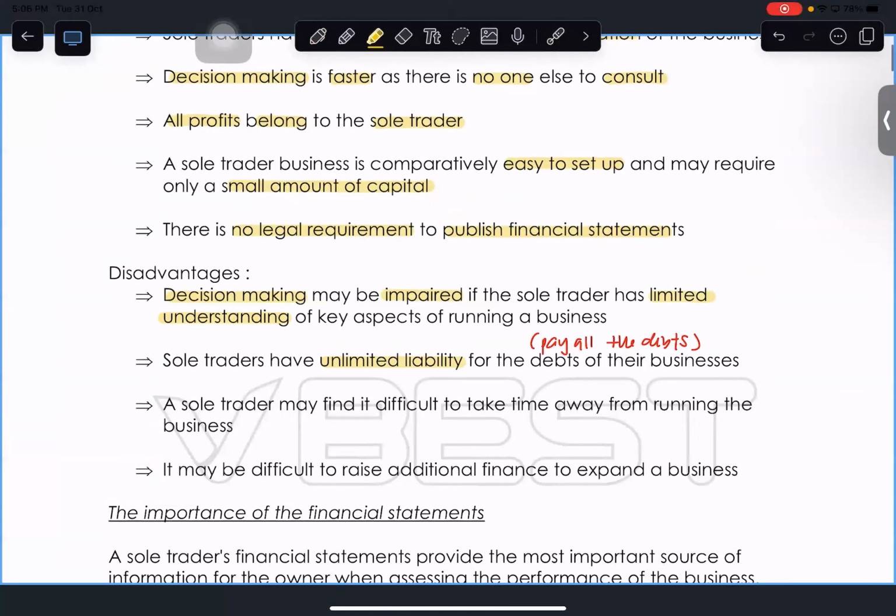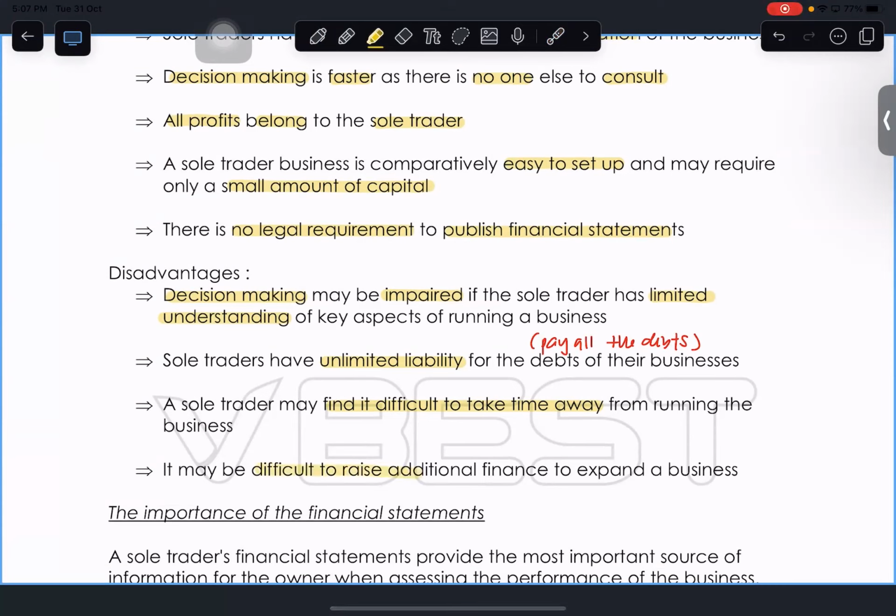And then you will find it difficult to take time away because you are the only owner. Okay, let's say you want to go for a trip for 1 year, you can't because you are the only boss. So you have to stay in the country to settle your company stuff.